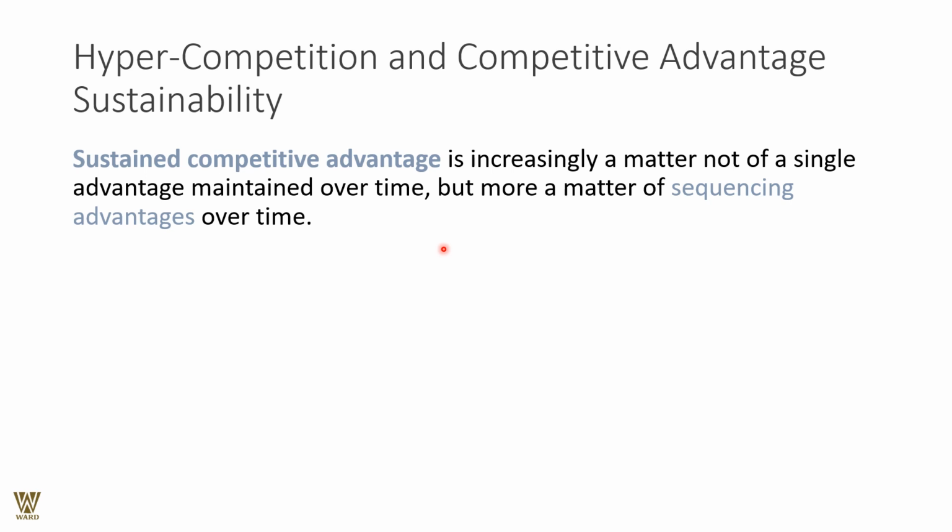So sustained competitive advantage is increasingly a matter not of a single advantage maintained over time, but more a matter of sequencing advantages. When I say sequencing, please do not get it mixed up; a common word would be prioritizing. So SCA, sustained competitive advantage, is not a single-point advantage over a time. It is a continuous process, continuous points of time over a period. So it is sequencing advantages over a period, and you keep on prioritizing.